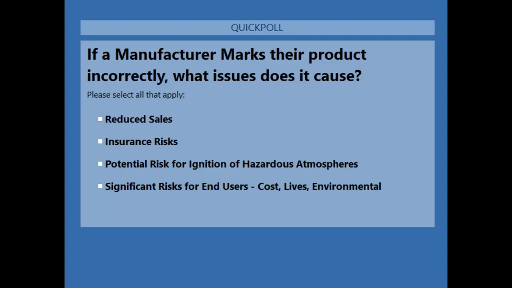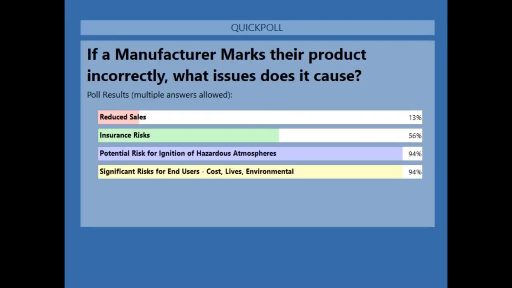Multiple choice. Okay, I'll share this now. Only 60% voted. Manufacturers, you've reduced your sales. Any procurement person or any inspector that sees your equipment will say this is, for lack of better terminology, garbage. If you as a manufacturer have not marked your equipment properly, you're reducing your own sales.